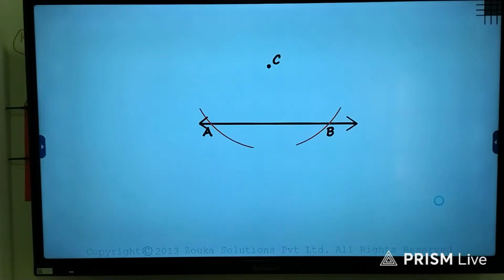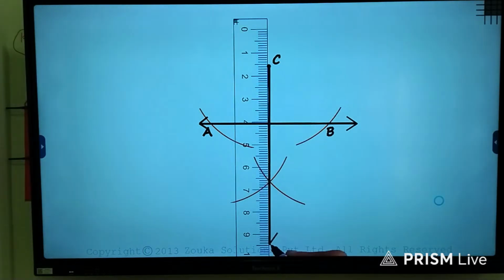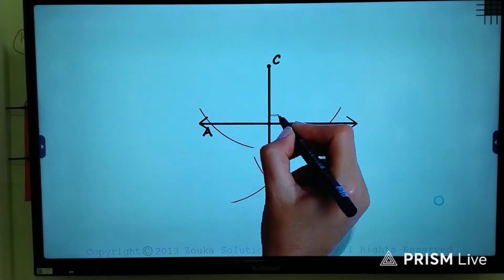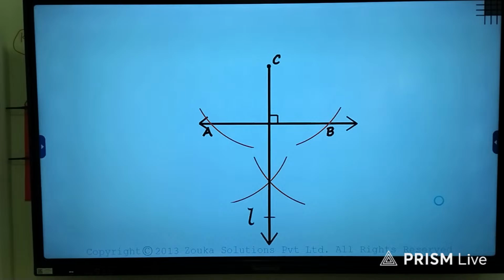In the next step, we draw arcs from each point below the line so that they meet. Like this. By drawing these two arcs, make sure you set your compass length to more than half the length AB. Because if you don't, the arcs you draw won't intersect at all. Next, we draw a line from point C to where the arcs intersect. Like this. We are done. This line passes through point C and is perpendicular to line AB. We can call it line L and say that line L passes through point C and is perpendicular to line AB.